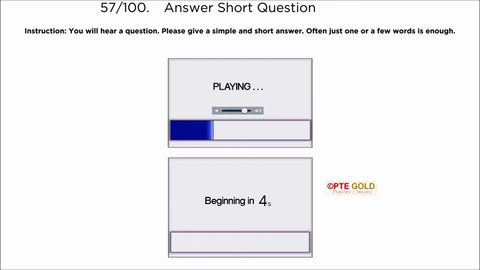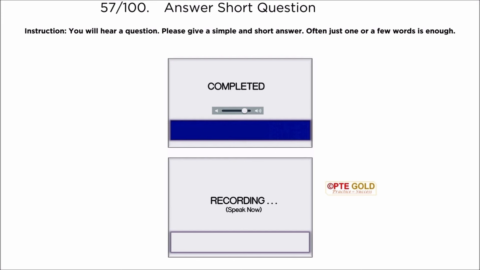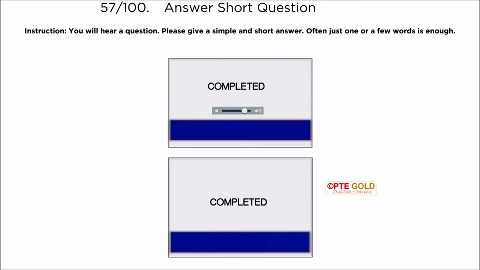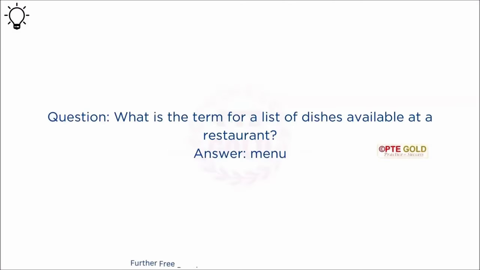What is the term for a list of dishes available at a restaurant? Menu.